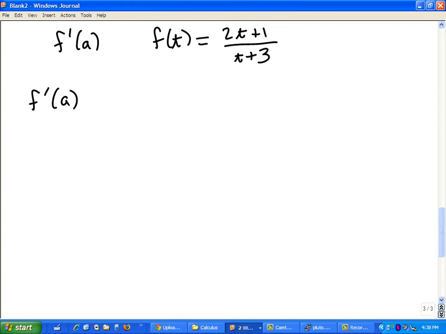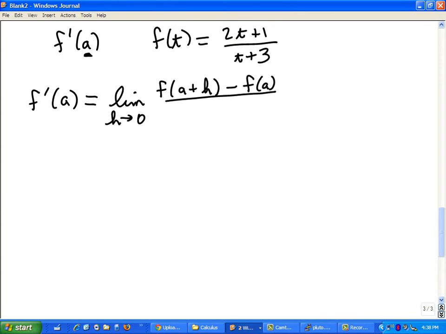So f prime of a, by definition, would be the limit, as this time it's the h goes to 0 form. Limit as h goes to 0 of f of a plus h minus f of a, all over h. And now we fill in. What is that? Limit as h goes to 0.